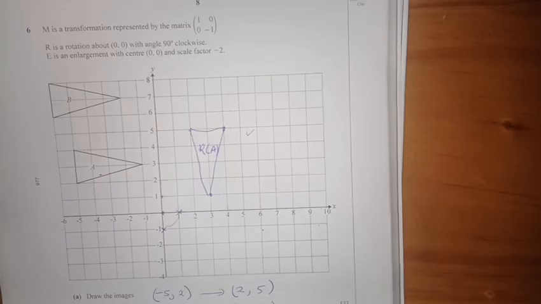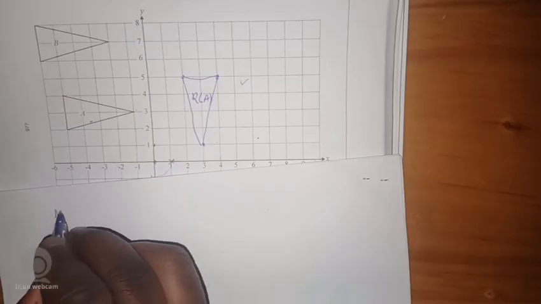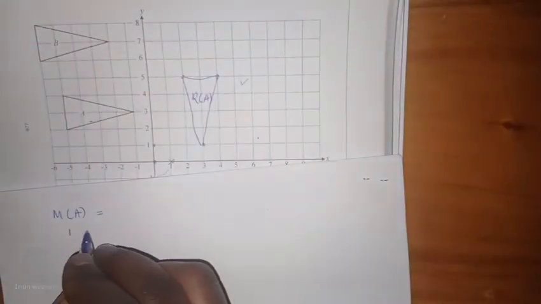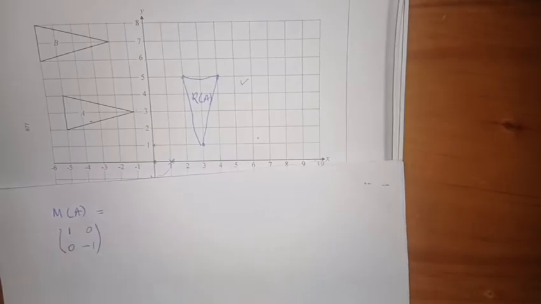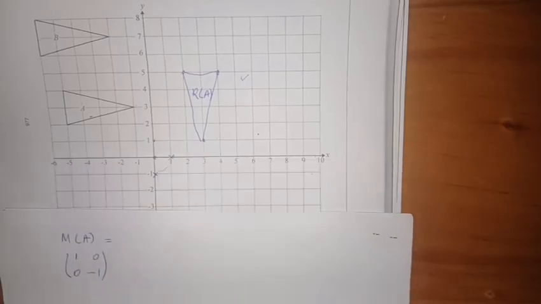The next transformation, it's this one here, EMA. So we are first going to find transformation M on triangle A. First, it's MA. So M is the matrix there: 1, 0, 0, negative 1. Now let's extract the vertices of triangle A. Already did that there. Maybe let's redo it for those who didn't see it.